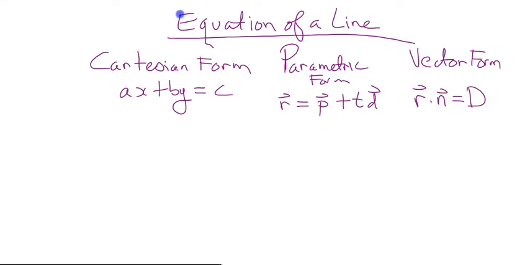So what we're going to do is basically go through converting from form to form. Number one: parametric form to Cartesian or vector form.